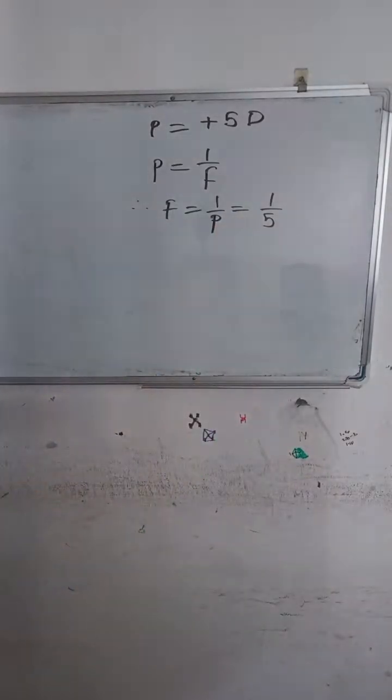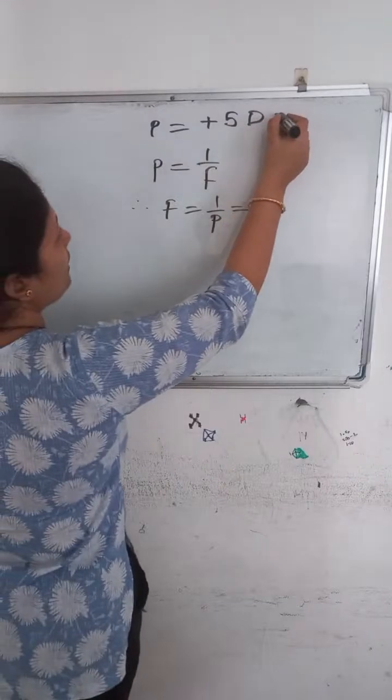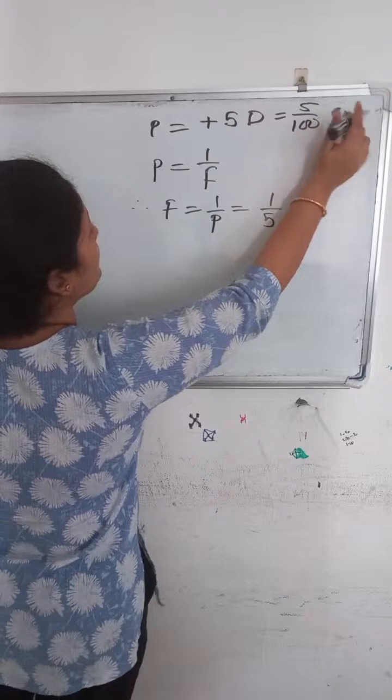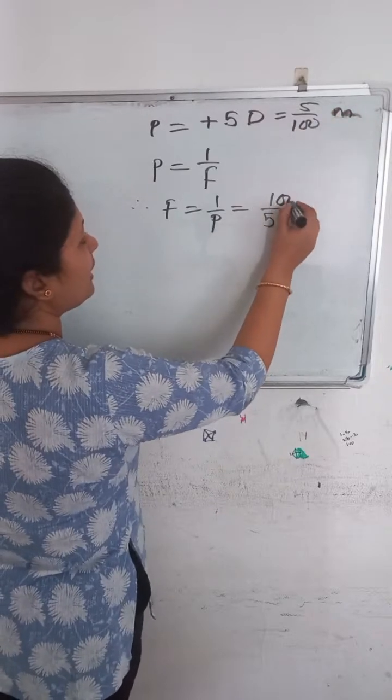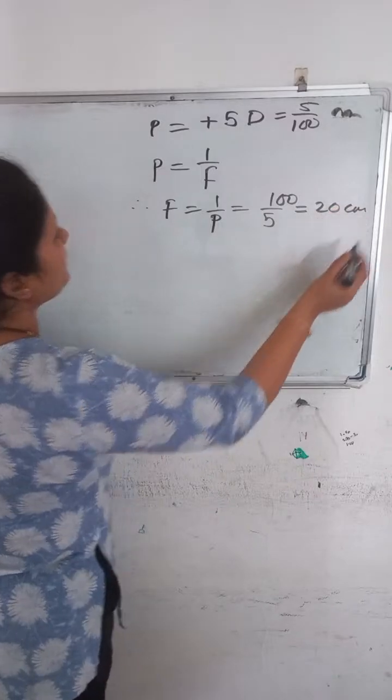5 diopter. But we are not keeping 5, no? We are converting this diopter into centimeter. So how to convert this? 5 divided by 100 meter. So here 5 and 100 goes up, and we will get 20 centimeter. 20 centimeter is the focal length. 5 diopter, that is 20 centimeter we are getting. So we are getting the answer here.